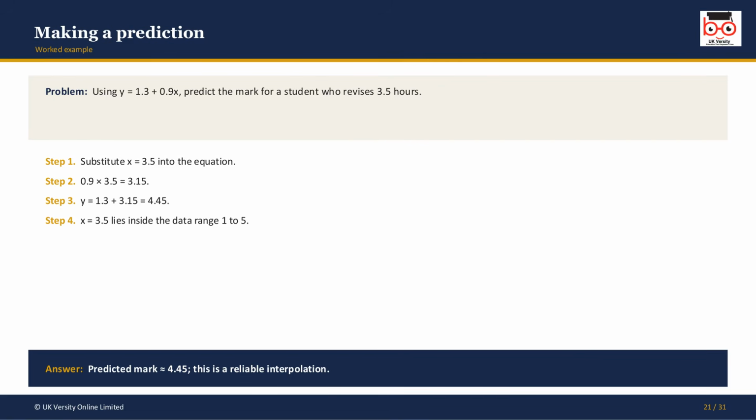Let's predict the mark for a student who revises 3.5 hours, using y equals 1.3 plus 0.9x. Substitute x equals 3.5. 0.9 times 3.5 is 3.15. Add the 1.3 and you get 4.45. And since 3.5 sits comfortably inside our data range of 1 to 5, this is a reliable interpolation.